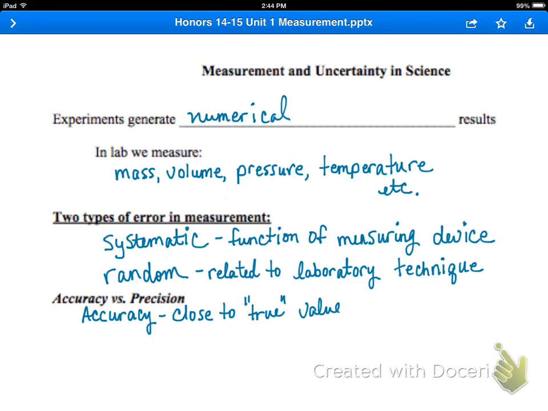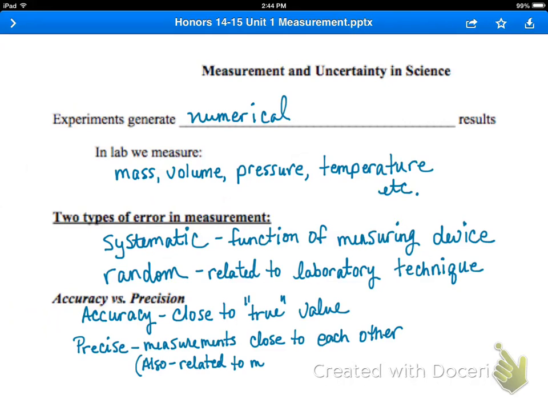Okay, so we talk about accuracy and precision. Accuracy is how close to the true value I am. So if I am measuring the density of something, let's say I'm measuring the density of aluminum in the lab, and based on my measurements, I calculate a density of, let's say, 1.9 grams per milliliter, and the accepted value, the value I can look up online or I can look up in my textbook, is 2.7 grams per milliliter, then my results are not accurate. Okay? Precision is how close measurements come to each other.